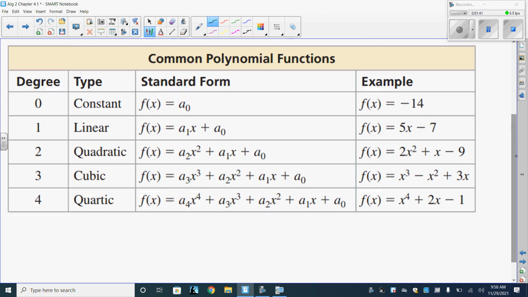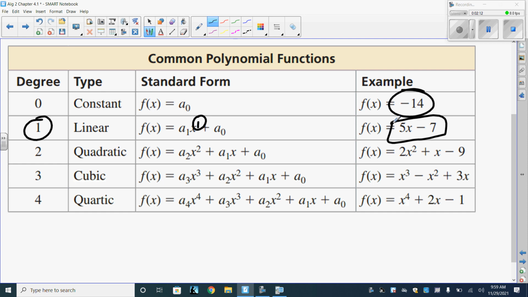Now, here are 4 different types. A constant function is just going to be a number. It will have a degree of 0 because it does not have a variable. It is just a number. So negative 14 would be a constant term. Linear is just a line, so it would be a degree of 1 because the biggest exponent, it's not written, but would be 1. So 5x minus 7 would be linear.